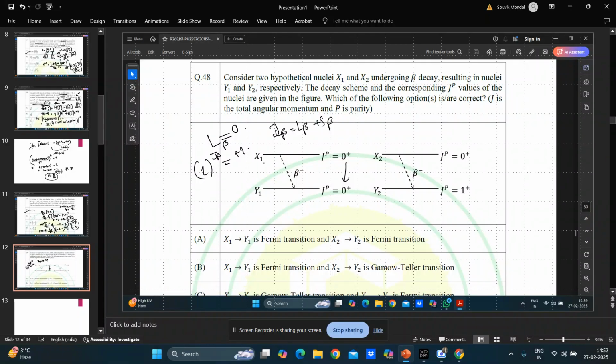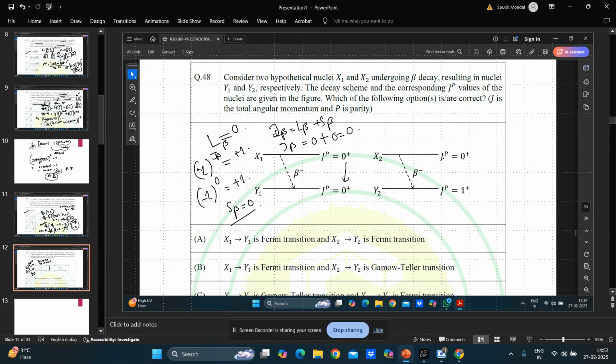So minus 1 to the power 0 is already plus 1. Your S beta is 0. If you add it with 0, you will get 0. If you add 1, it will give you 1, then minus 1 to the power 1 will be minus 1, not plus 1. But parity is conserved, so you should have J beta which is 0 or 2 or 4. So in this case only S beta equal to 0 is possible. So this configuration is definitely a Fermi transition, because S beta is 0.